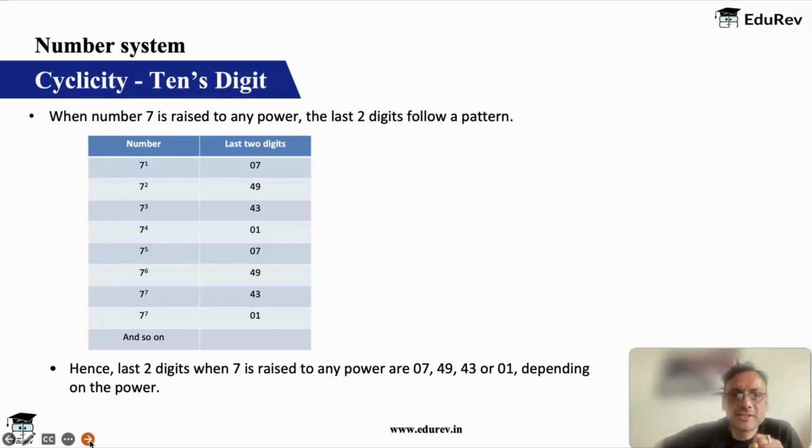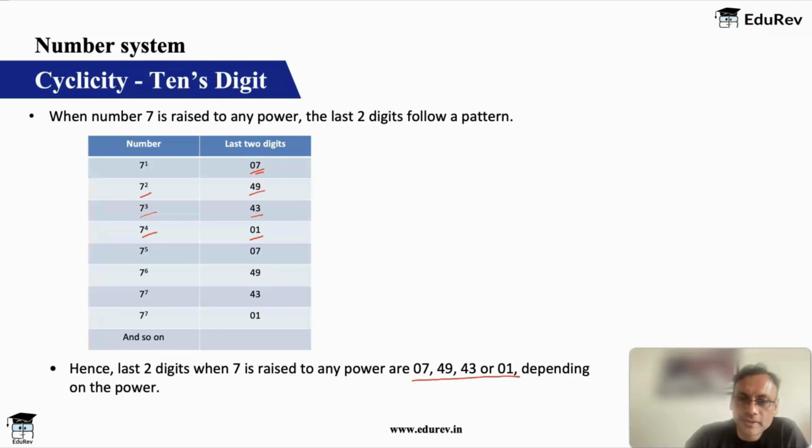Number 7 is slightly special. Though 7 can be done using the previous method also, 7 has a cyclicity for the last two digits also, and this also is useful. If you see, 7 raised to the power 1 is 07. I'm looking at the last two digits now. 7 square is 49, 7 cube is 43, 7 to the power 4 is 01. And then again it repeats. So the last two digits, when a number has 7 as the last digit, are 07, 49, 43 and 01.